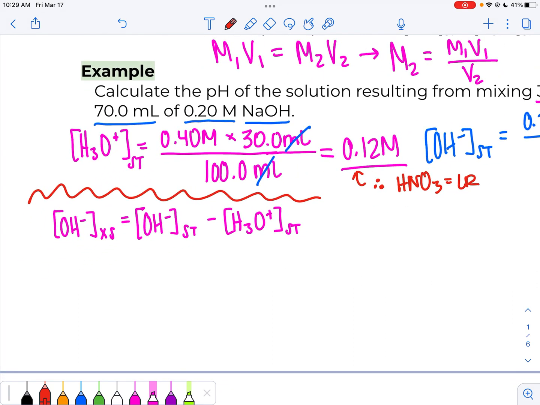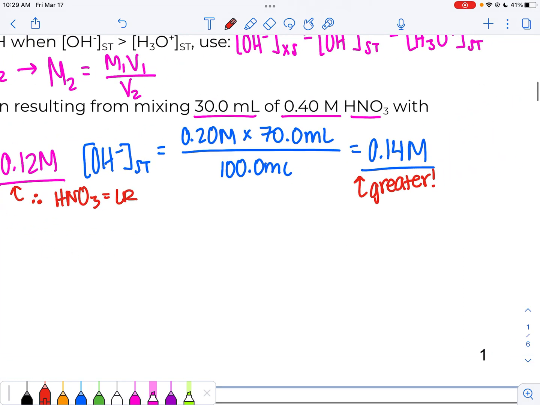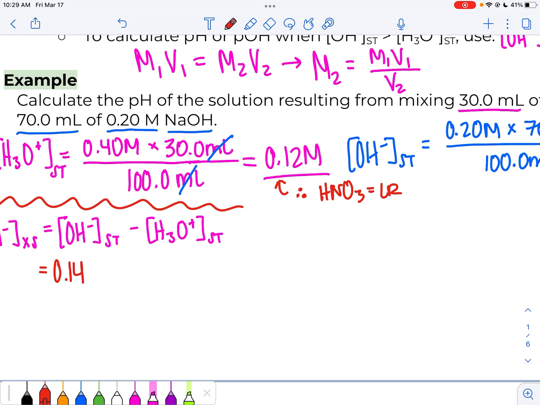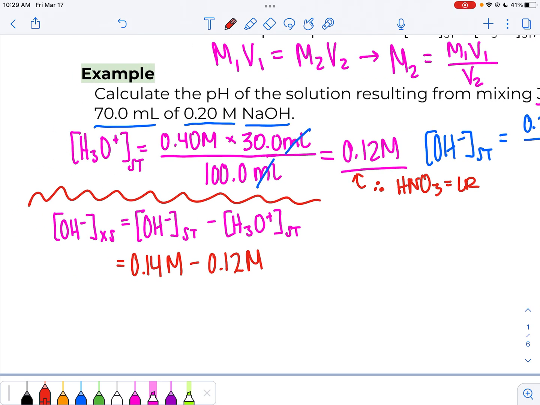This formula says our excess hydroxide, because we know we're going to have this left over since nitric acid is limiting. We take our 0.14 molar starting concentration of hydroxide. We subtract out our 0.12 molar starting concentration of hydronium. And what we're left with at the end is 0.02 molar. So this is our excess hydroxide ion concentration. So if we want to find pH of this, we have to first think, okay, is there a formula that takes me directly from concentration of hydroxide to pH?